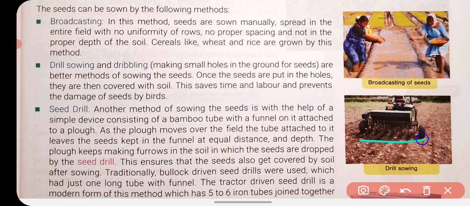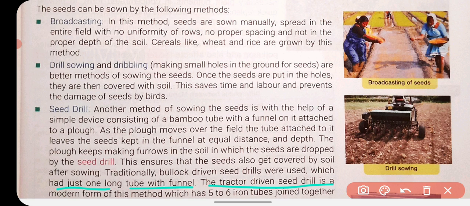Here you can see a seed drill, a simple device consisting of a bamboo tube with a funnel on it attached to a plough. As the plough moves over the field, the tube attached to it leaves the seed kept in the funnel at equal distance and depth. The plough keeps making furrows in the soil in which the seeds are dropped by the seed drill, and this ensures that the seeds also get covered by the soil after sowing. Traditionally, bullock driven seed drills were used, which had just one long tube with a funnel.